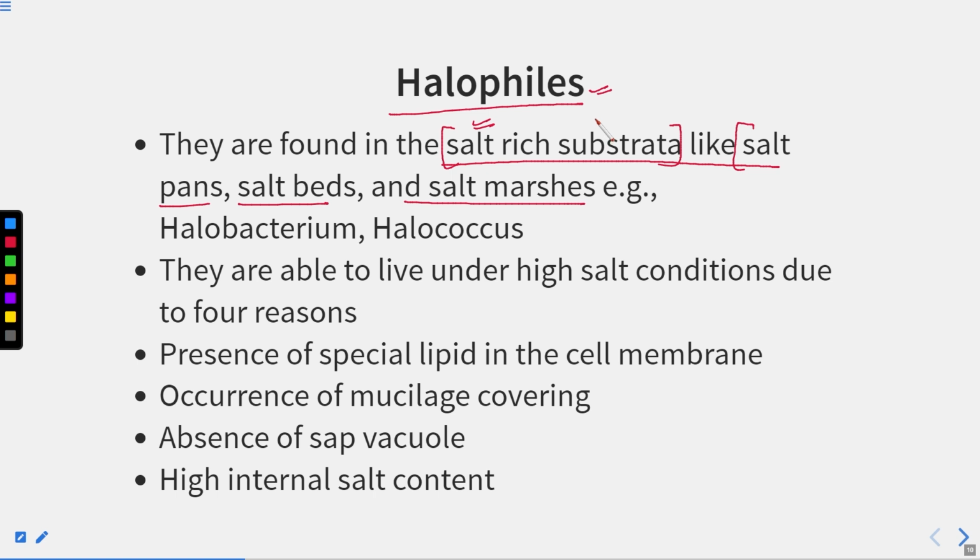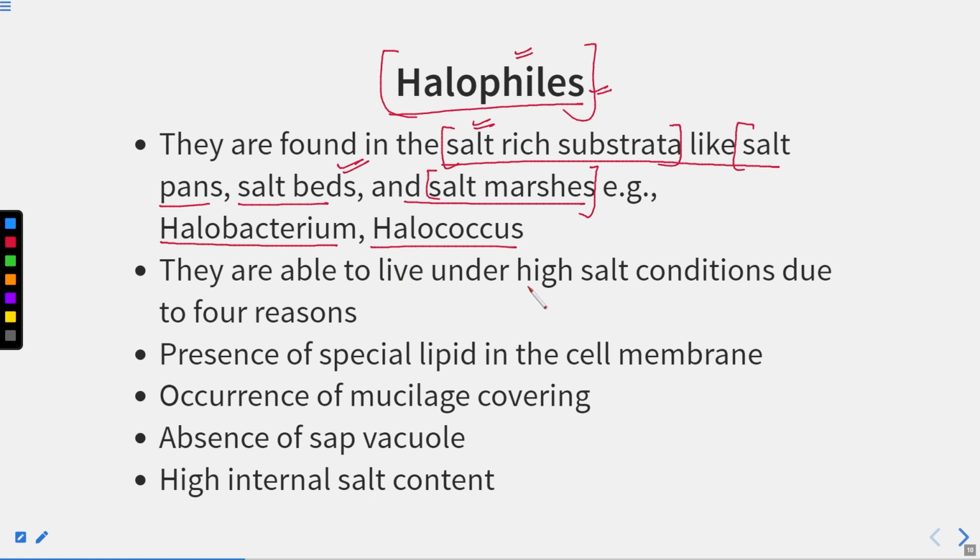Why can they not survive? Because the condition of the outer environment is salty. A lot of salt is there, so it takes out the water from the bacteria, and the bacteria can die, right? But here the halophiles are adapted to such a harsh condition. They do not lose water from their cells. Salt beds also contain a high concentration of salt, and even the salt marshes. Some examples of halophiles are Halobacterium and Halococcus.